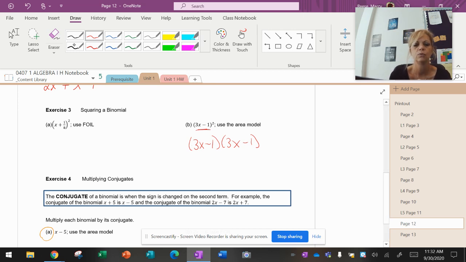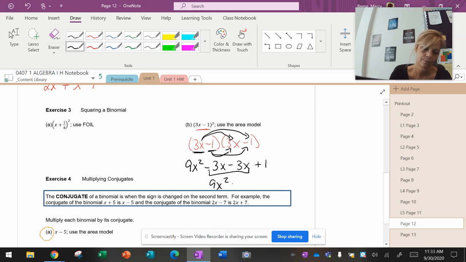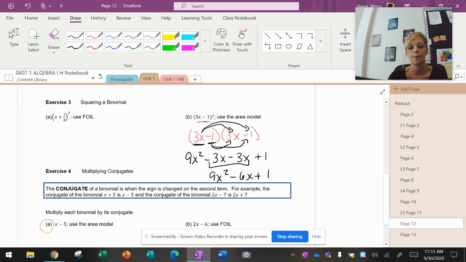So let me do one more of the FOIL. First, 3x times 3x is 9x squared. Outer, 3x times negative 1, because they're the outside numbers, it's negative 3x. Inner, negative 1 times 3x is negative 3x. And then last, negative 1 and negative 1 make positive 1. Combine like terms. And there is a squared binomial.